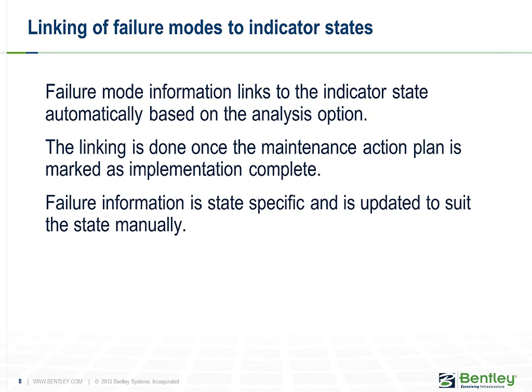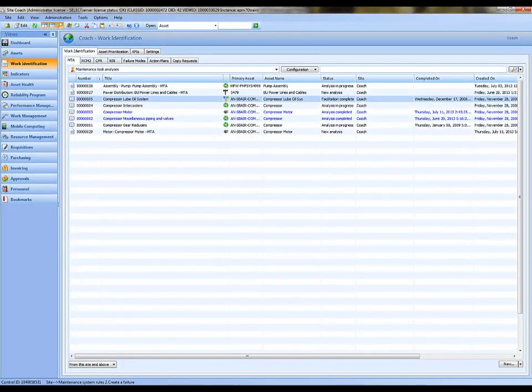Linking of failure modes to indicator states. Failure mode information links to the indicator state automatically based on the analysis option we've just selected. The linking is done once the maintenance action plan is marked as implementation complete. Failure information is state specific and is updated to suit the state manually. I will now demonstrate how this is done. Step 1. The indicator state is automatically updated with failure information during an analysis.